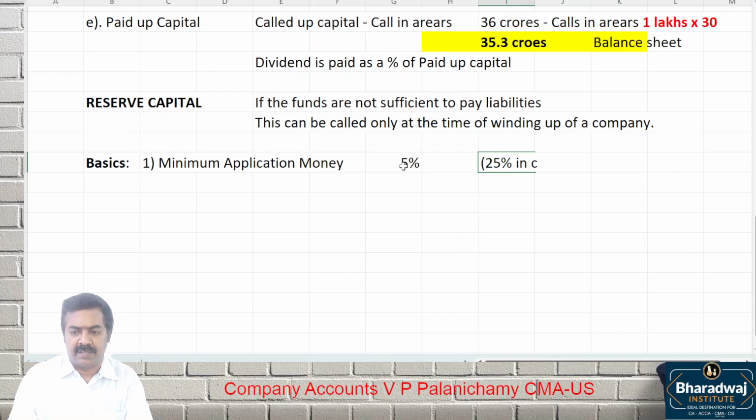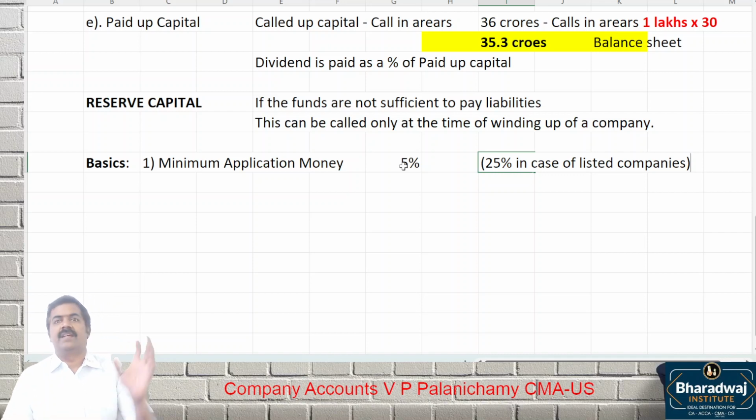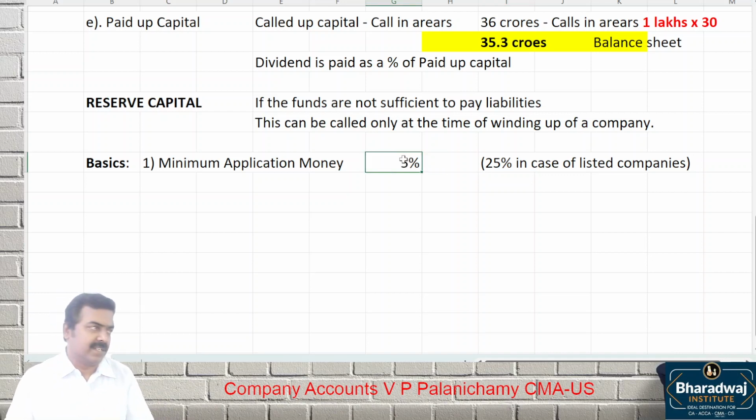25% in case of listed companies. Sir, what do you mean by listed company? Company listed in stock exchanges, BSE, NSE level. Like Reliance Industries Limited, Wipro, TCS, Infosys, for these companies the minimum percentage to collect is 25%. Others, it is how much percentage? 5%. That should be the minimum application money. Take.